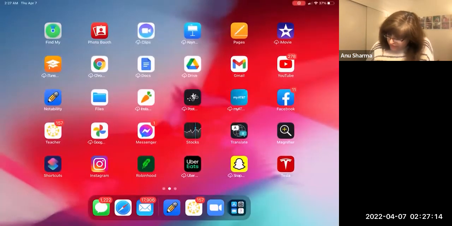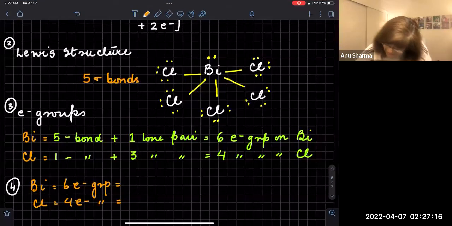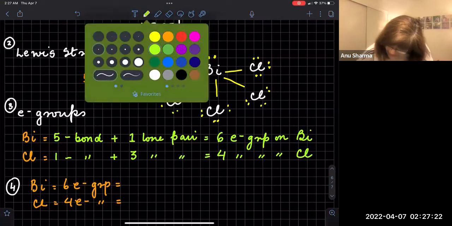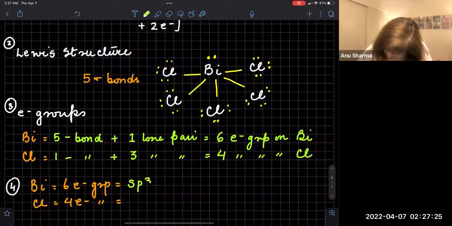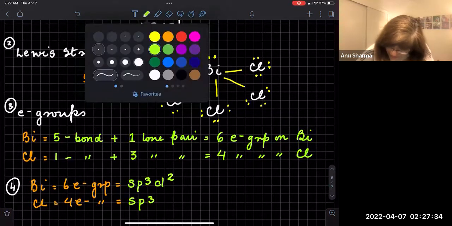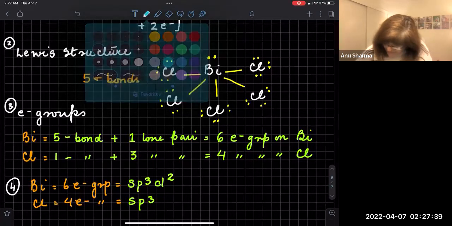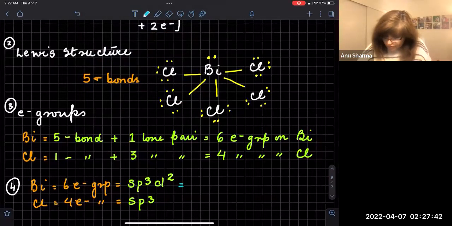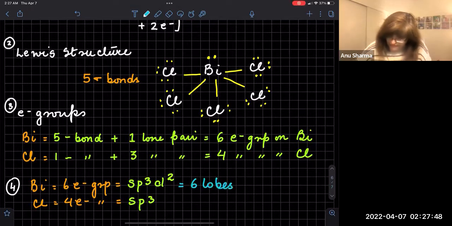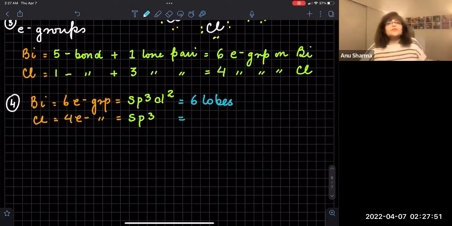Now let's go back and put it here. This relates to this color, sp3d2, and this one is sp3. Anytime you have sp3d2, what does that mean? How many lobes will it have? 4, 5, 6, so 6 lobes, 6 orbitals mixing. And sp3 has 4 lobes.